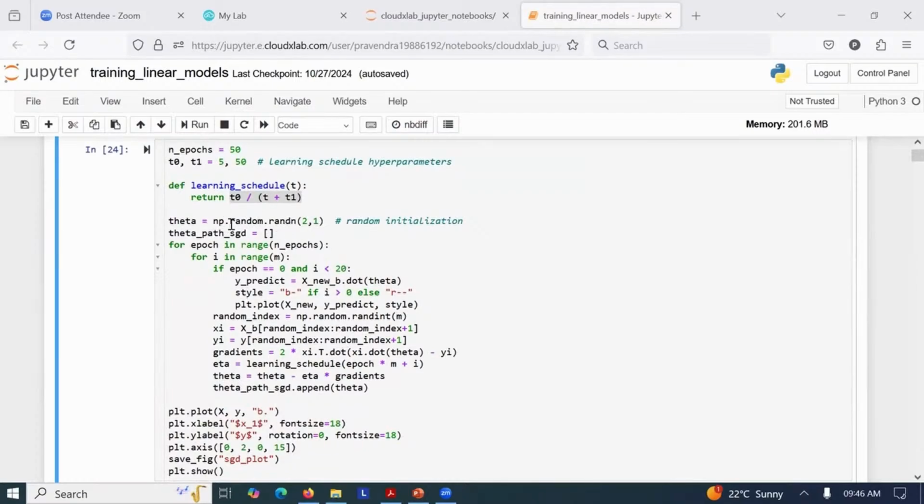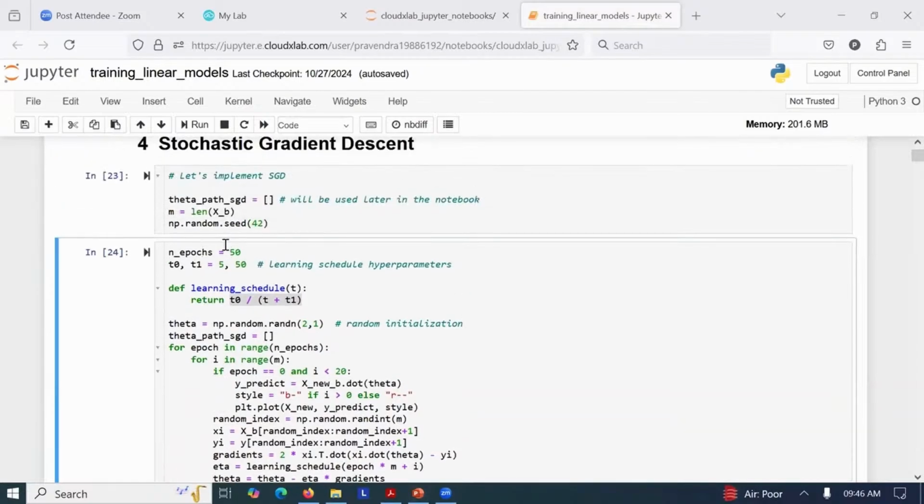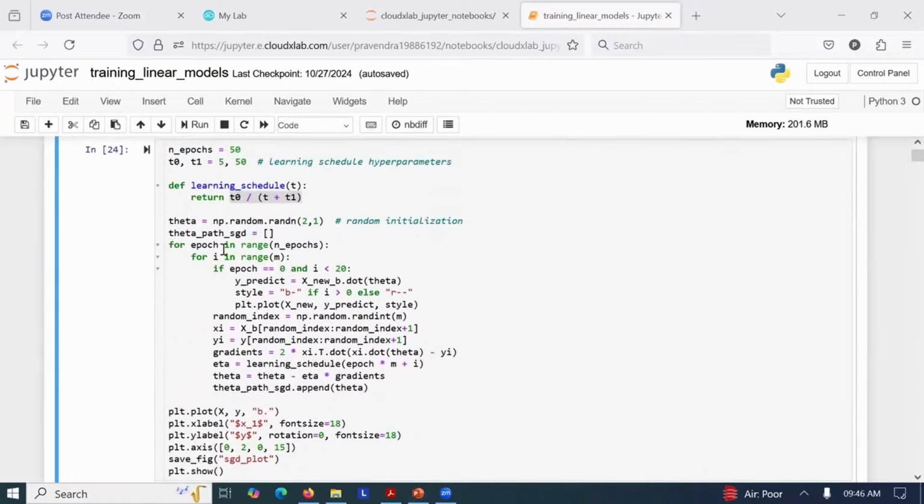Okay, so here we are randomly initializing because we have two unknowns, theta 0 and theta 1. So two values we are initializing randomly, right? Then we will apply several rounds of iterations. How many rounds do we want here? 50 rounds. So for that we are writing for epoch in range(number of epochs), right? So 50 rounds we want.